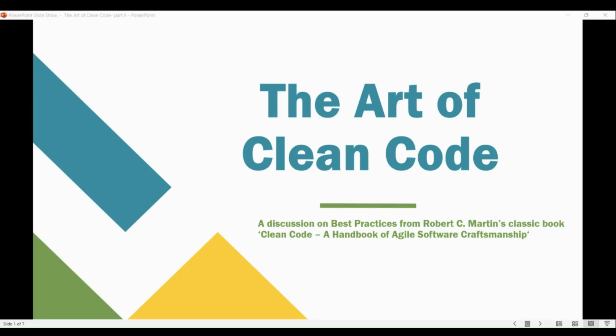Functions are the first block of organization in our program, so writing them well is crucial. Let's discuss the best practices to write clean functions, as mentioned in the book Clean Code. So, what makes functions easy to read and easy to understand? How can we write functions that communicate their intent?